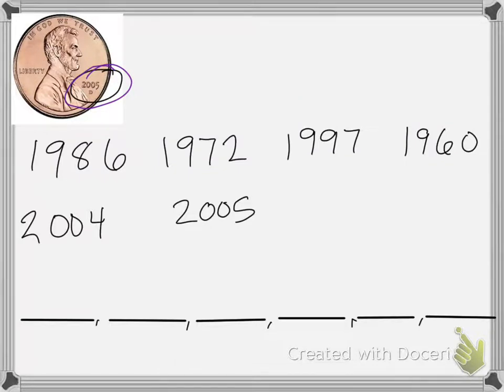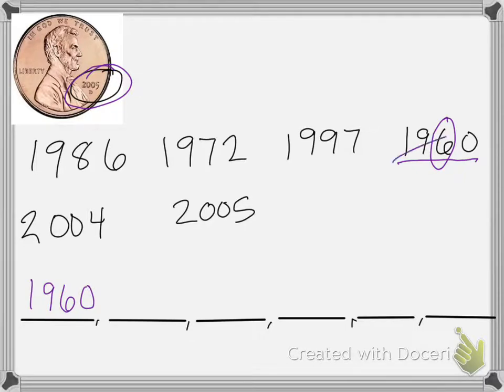And I want to line up the pennies in order of date. So the penny with the earliest date, I'm going to put on the left-hand side, and the one with the latest date goes on the right-hand side. Looking at these numbers, my smallest number is going to be 1960, because 6 is smaller than any of those other numbers that start with 19. So 1960 is my oldest penny.